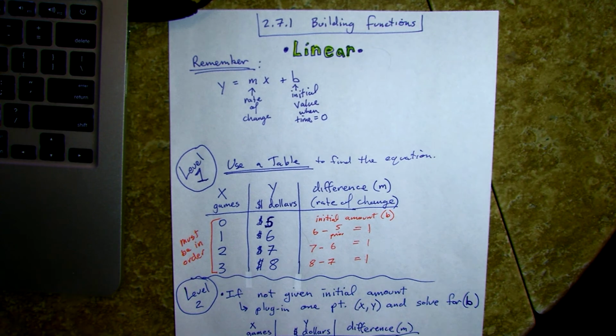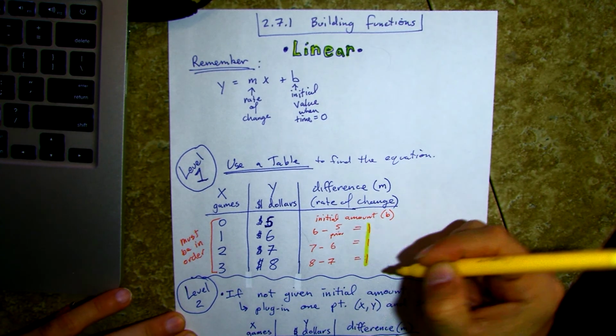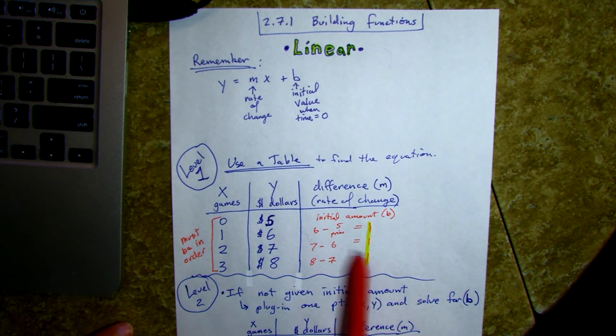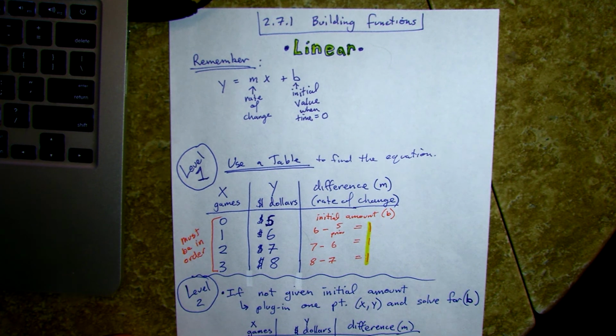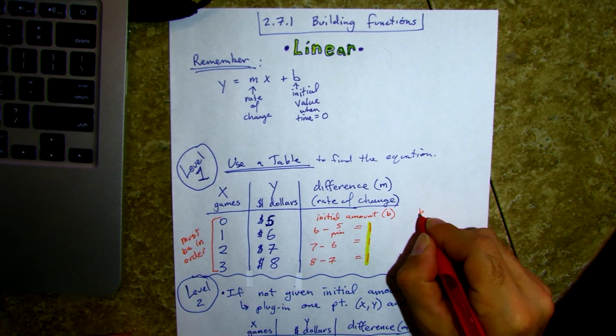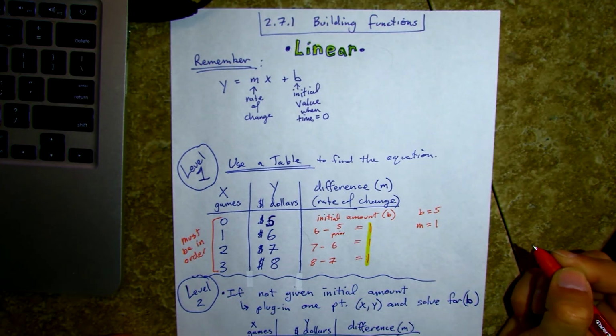All right, so this is the key. We're really just affirming what the common difference is. I know that the difference, the rate of change, is $1 per game. So guess what we know? We know our b value equals 5. We know our m value equals 1.